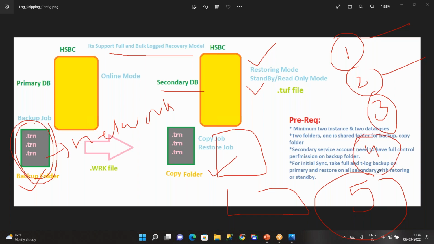That is the fifth point, sir. Maintain the same: same collation, same language, same database name, same version, same edition, same hardware, same software. Maintain the same, sir.